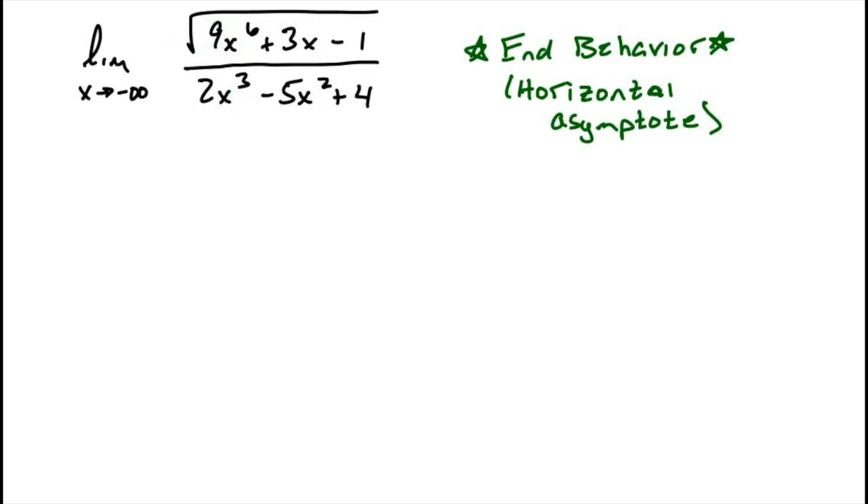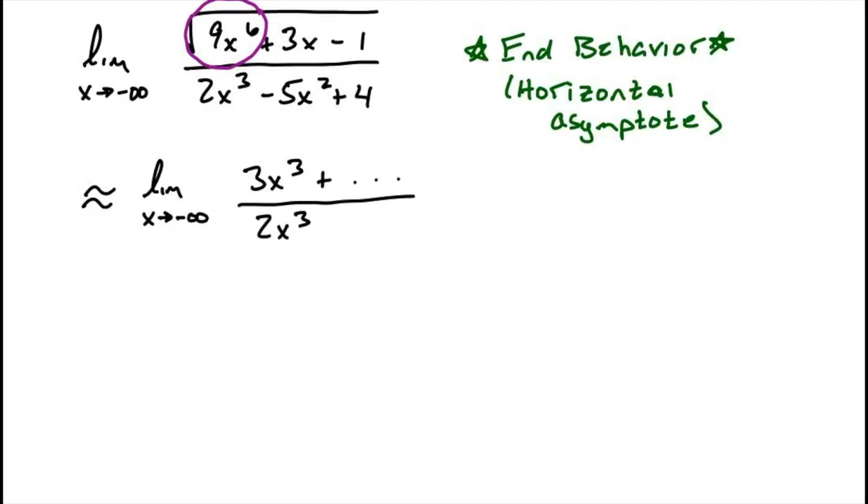So if we actually take the square root of that first term, we don't really care about the other terms. We only care about what the highest power is going to be. So I'm just going to isolate the first term and take the square root of that and say, well, our limit is really approximately going to look like the limit as x approaches negative infinity of 3x cubed plus some other stuff over 2x cubed plus some other stuff. Again, we don't really care about that other stuff, but now we can see that definitely the powers match up, so the numerator and denominator are growing at the same rate, and hopefully you remember that when this happens, we look to the coefficients to tell us what this limit's going to be.